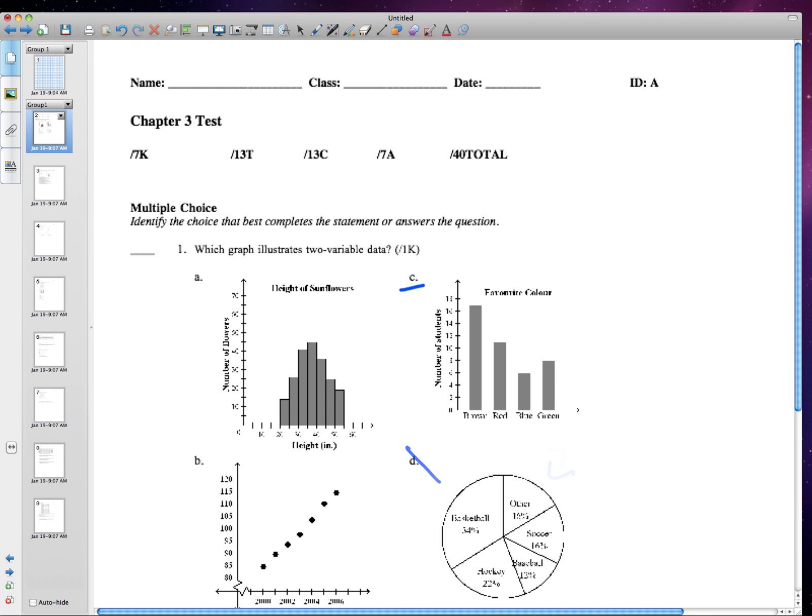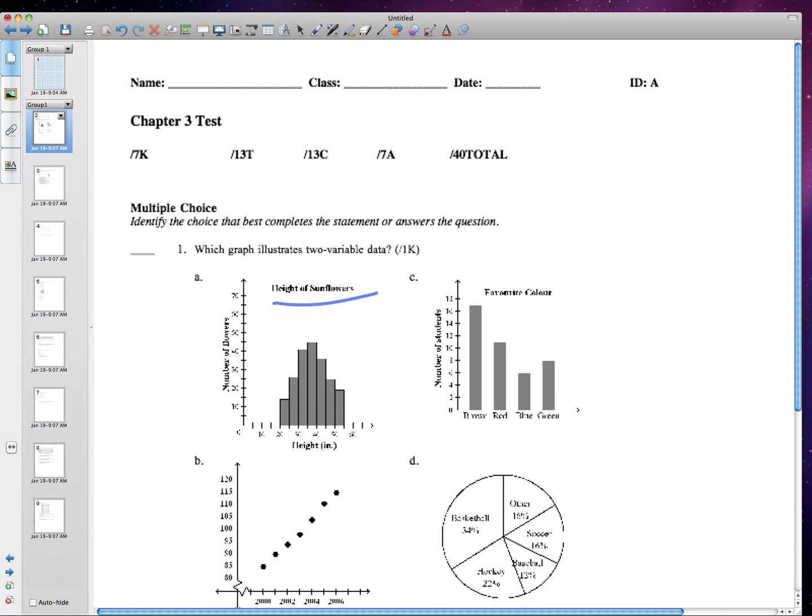So kids' favorite colors. They've actually given us a title in this one. They've given them options of a color. This is not a variable. These are the actual options, and these are what the kids chose. Again, we're only talking about one variable. Height of sunflowers. Okay, we're talking about independent and dependent variables.